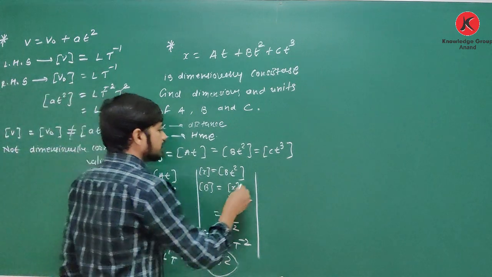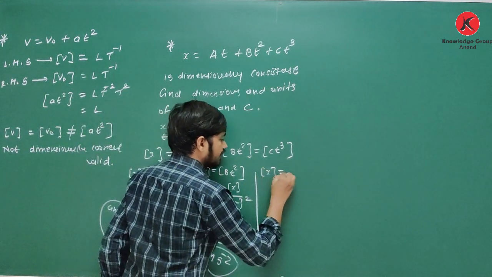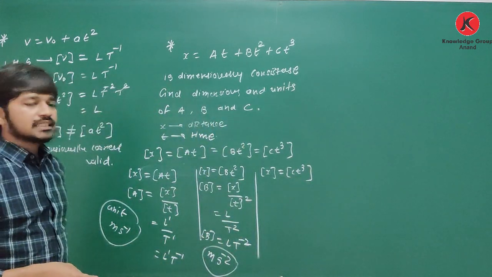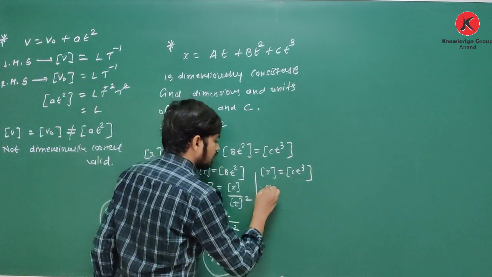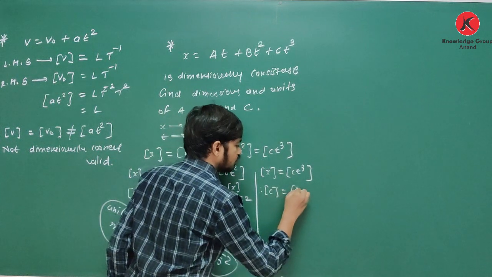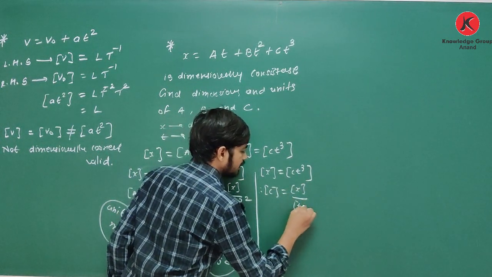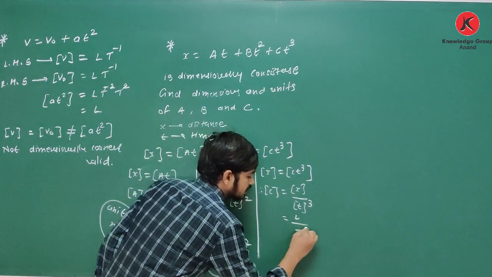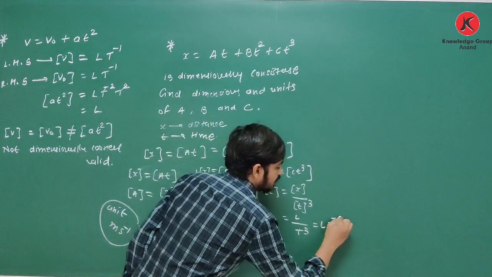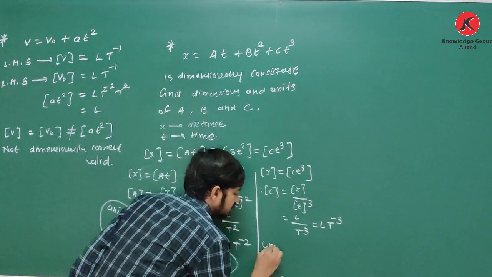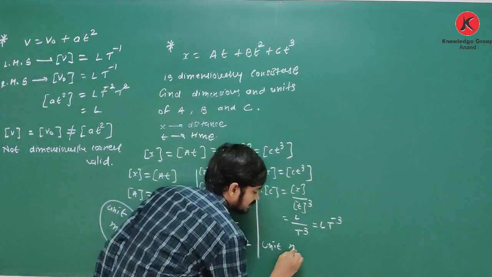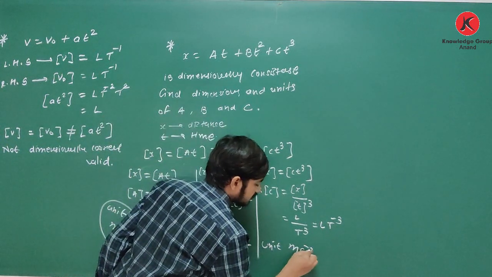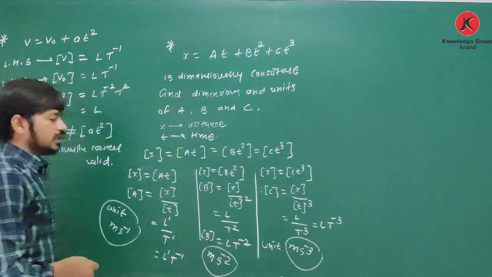Now the third one, you can compare like this. x is equal to CT cube. So what is the dimension of C? The dimension of C is equal to the dimension of x upon the dimension of t cubed. So it is L, here it is T3, so it is L T minus 3. And what is its unit? L stands for distance, its unit is meter, T stands for time, its unit is second, so it is m s raised to minus 3.